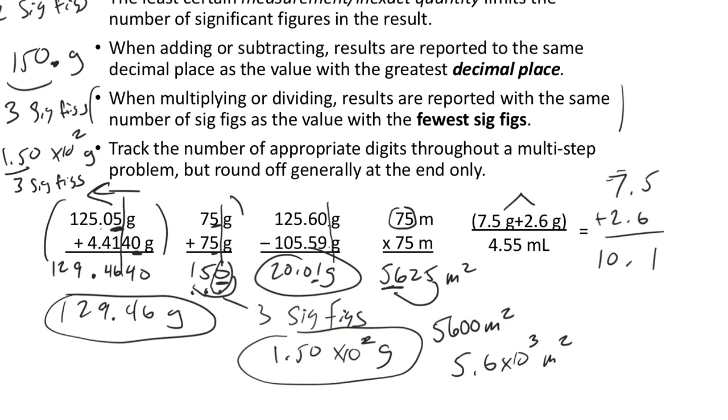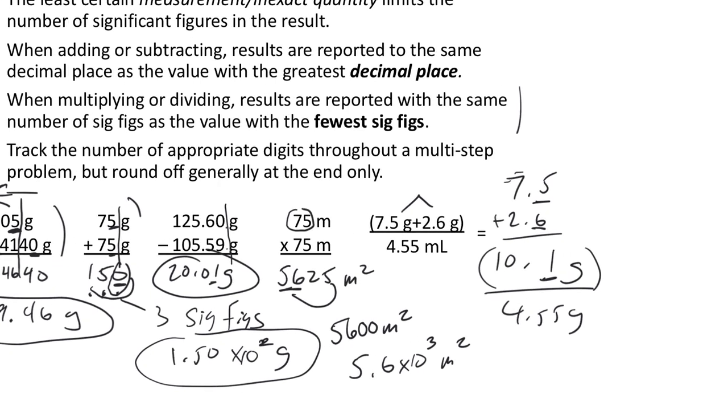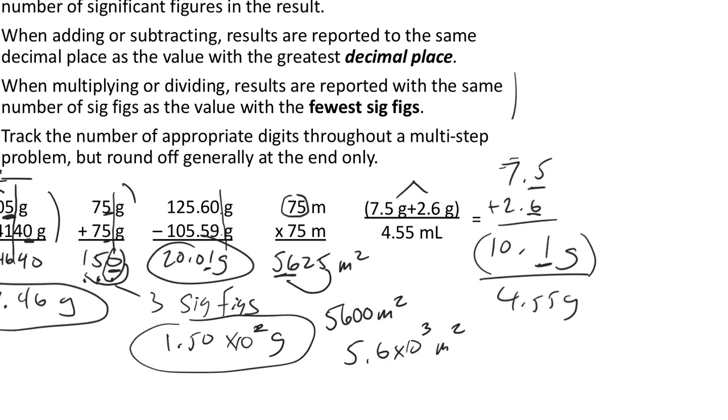So I get 10.1 grams. Do I round that to 2 sig figs, or do I keep all 3? Or do I add a 0 for some reason? We're not going to add a 0, but tenths place plus tenths place should be rounded to the tenths place. So we apply the addition rule. We don't do 2 times 2 sig figs and round this to 2 sig figs. And then I'm going to divide this by 4.55 grams, and that should keep 3 sig figs. So I have 3 sig figs divided by 3 sig figs. This should result in a value with 3 significant figures.